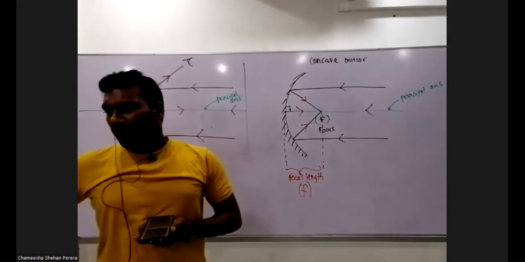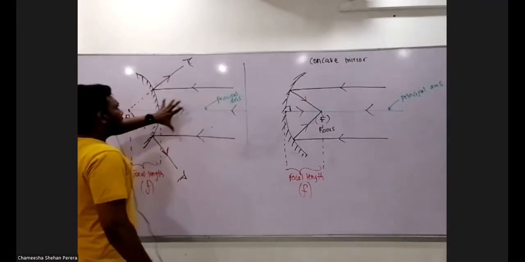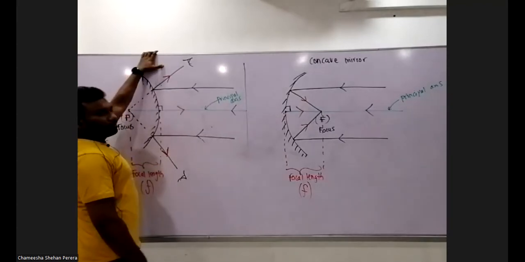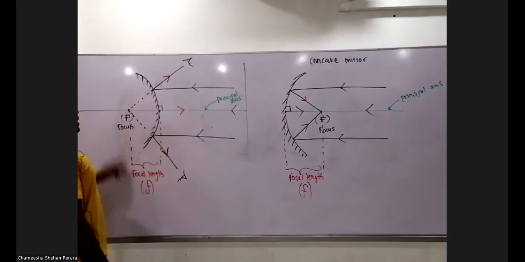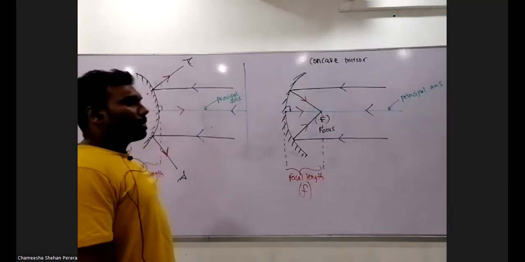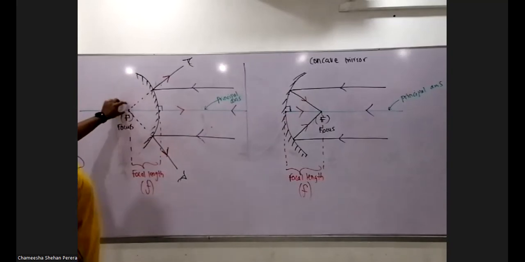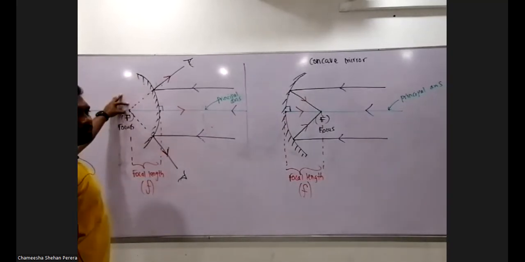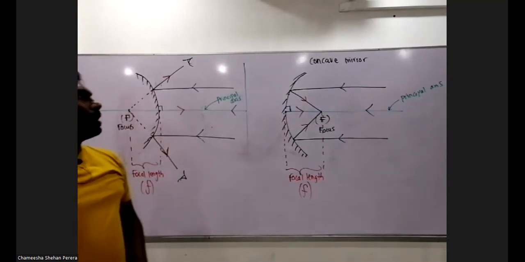Sir, will you repeat? Hurry. A convex mirror diverges a parallel beam of light, as the diverged rays appear to be coming from a point F on the principal axis inside the mirror.